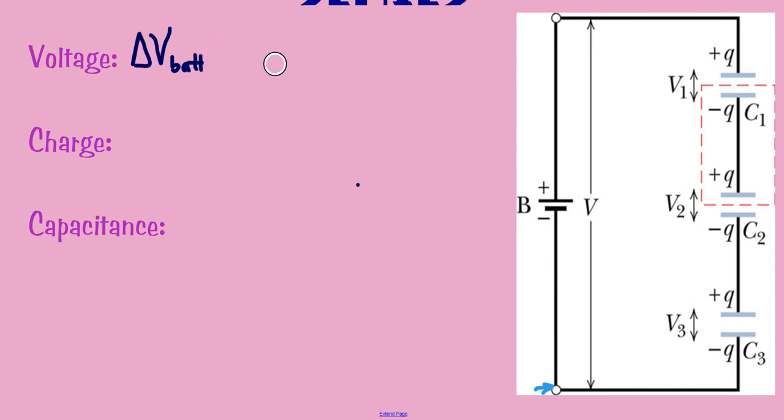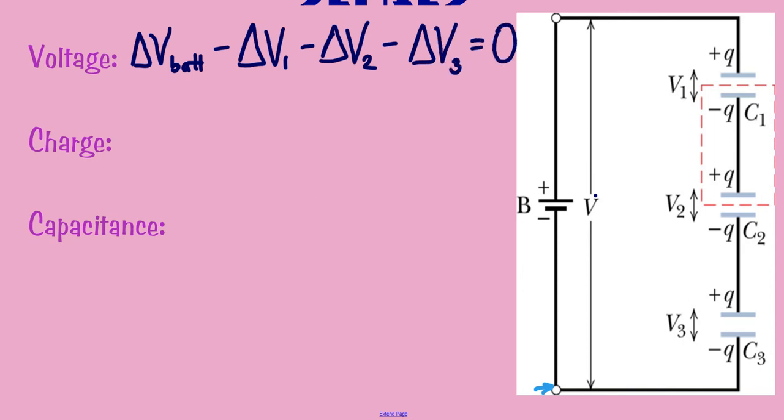Then the first thing I would do is go through capacitor 1, going from the positive plate to the negative plate of that capacitor. So I'm going through a negative potential difference here, minus delta V1. Once again, I do the same thing going through capacitor 2 from the positive plate to the negative plate, minus delta V2. Same thing with C3, minus delta V3 equals 0.